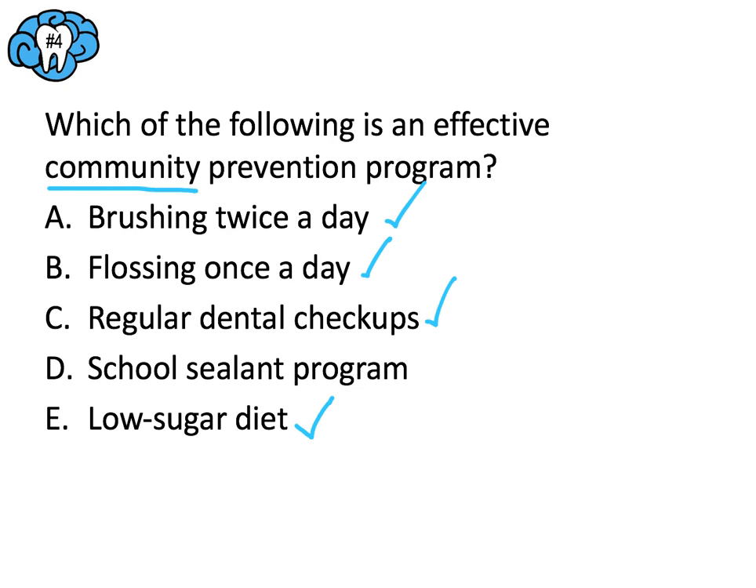But school sealant program, that's a little bit different, and it's a very effective community level program because it covers multiple people at once. Once it's in place, you're covering multiple children at school that can receive these sealants. Now, it's not quite as effective as community water fluoridation, which we said before is our most cost-effective community prevention protocol, but school sealant program is certainly another example of that. So our answer here is D.